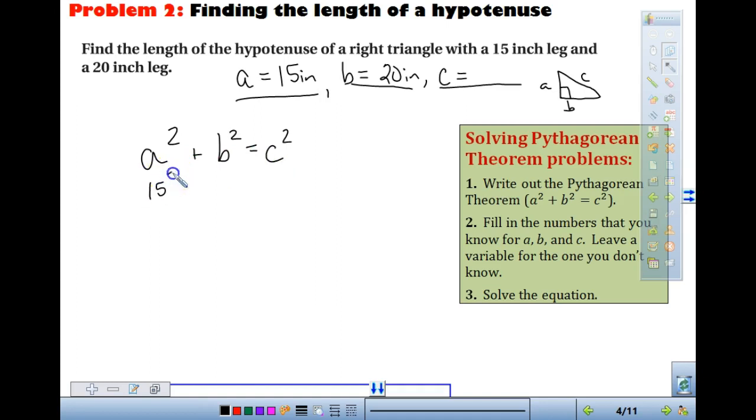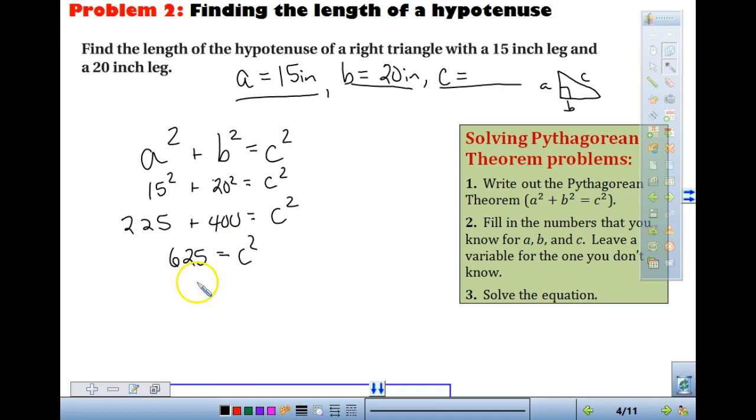You guys remember 15 squared from your last test? 225. Plus 20 squared, remember that one for our quiz too? 400. Now, we didn't have to memorize the answer to this one, so it might be helpful if you have a calculator, because some of your numbers are going to get big, and we're going to use some decimals. We get 625 is equal to c squared.